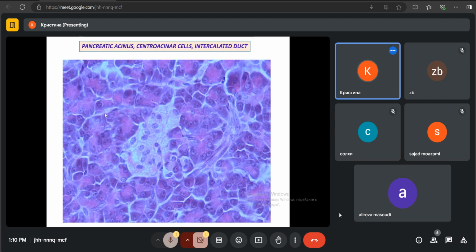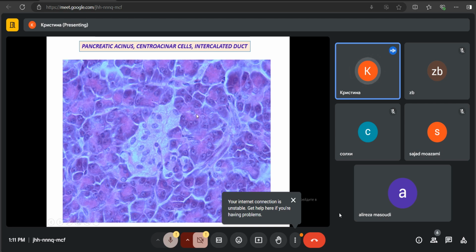Here in this picture, we see the pancreatic acinus, central acinar cells, and intercalated duct. And also here we see the islet of Langerhans, because it contains cells with non-stained cytoplasm. Here we see the acini, secretory portions of the exocrine part of the pancreas. For example, this is one acinus here.